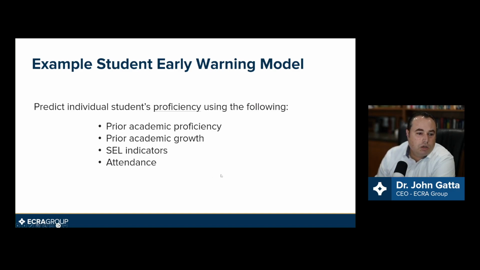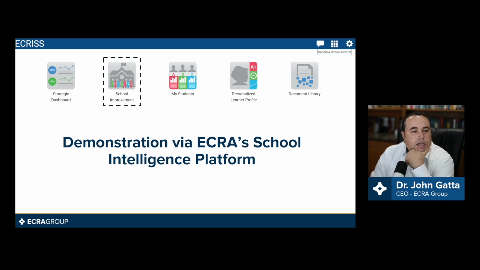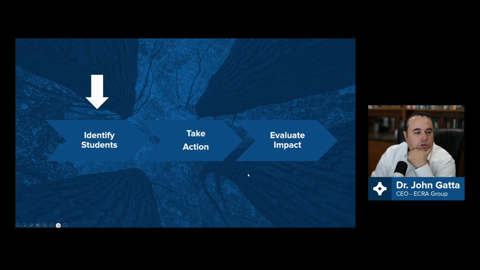I'm going to demonstrate this using our ECRA School Intelligence platform, which allows me to make a lot of these concepts come to life in real world applications. I'm going to use our school improvement application and our document library, which batch processes a variety of reports from these kinds of models. So let's look first at the identify students piece. That's where this process starts, right? We have a model, and we've trained a model. So how do we use that model to identify students?